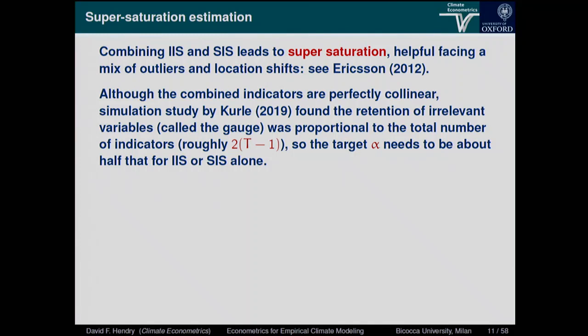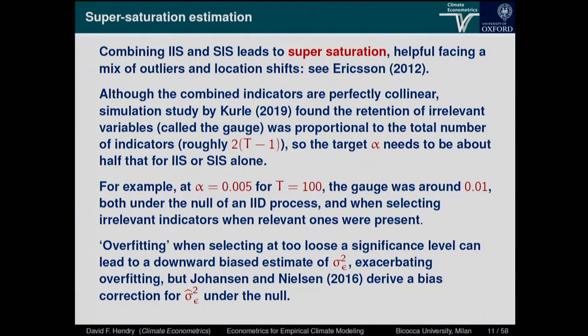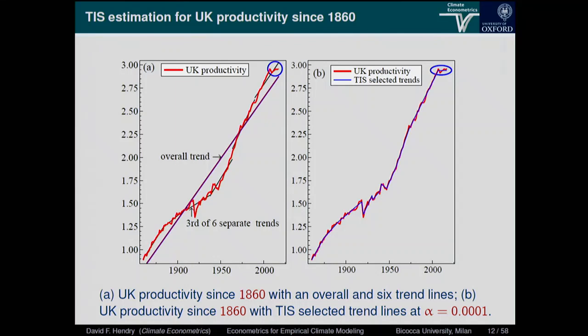But recent work in his master's thesis at Oxford, Jonas Krull, has shown that you do need to adjust for that. So, for example, if you were to set the significance level at 0.5% and you've 100 observations, then the gauge, which is the proportion of irrelevant indicators retained, was about 1%. So it's actually dealing with 200 observations, if you like, by having put in twice as many indicators, 200 variables. If you don't keep tight significance levels, you can overfit. That can be dealt with, but I see people doing these at rather loose significance levels.